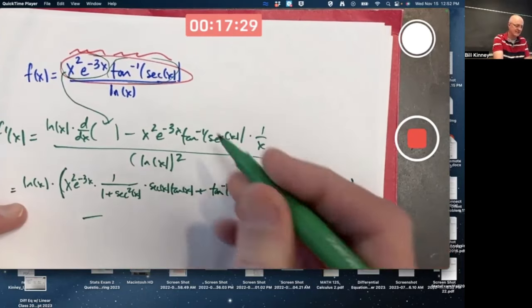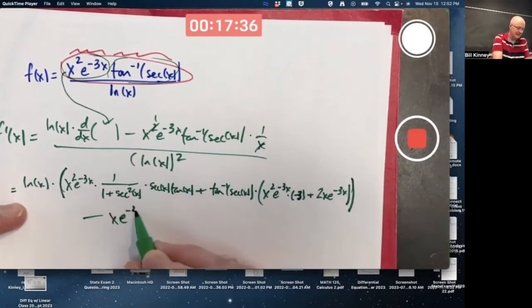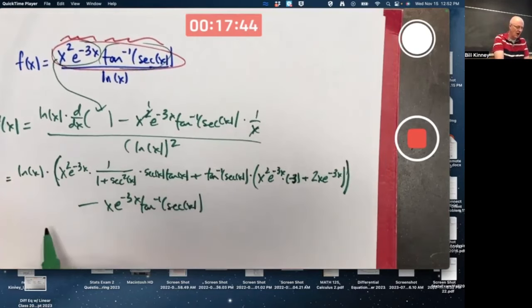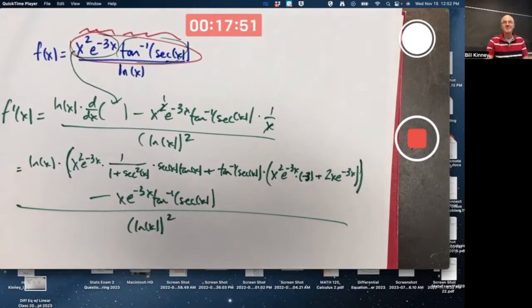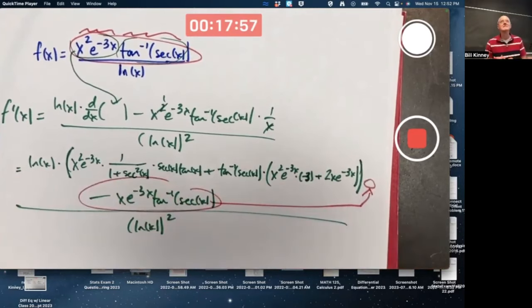I can simplify a little bit if I want, though don't make a mistake if you do. I canceled one x. x e to the negative 3x inverse tangent of secant of x. If you're afraid you're going to make a mistake, then don't bother canceling. This is all in the numerator of this fraction, and the denominator is ln of x quantity squared. Done. Okay, in reality, it'd be better to put this over there, but I didn't have room.